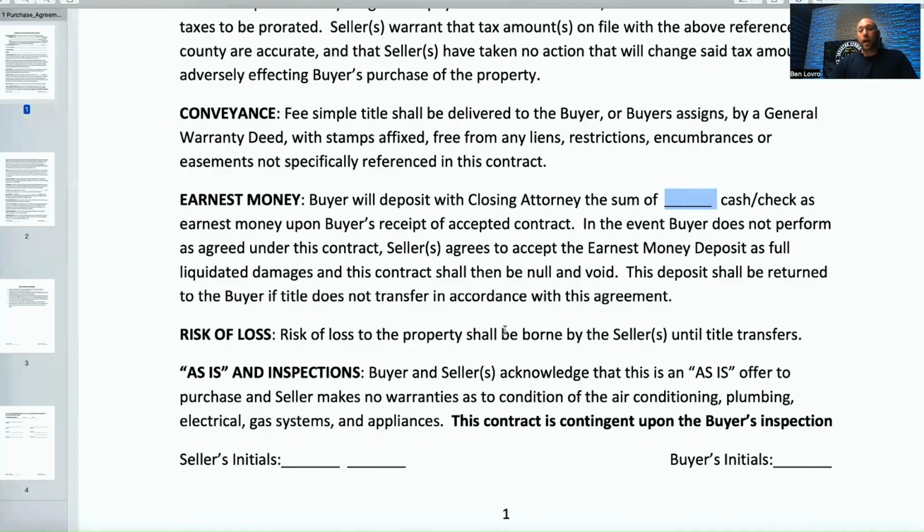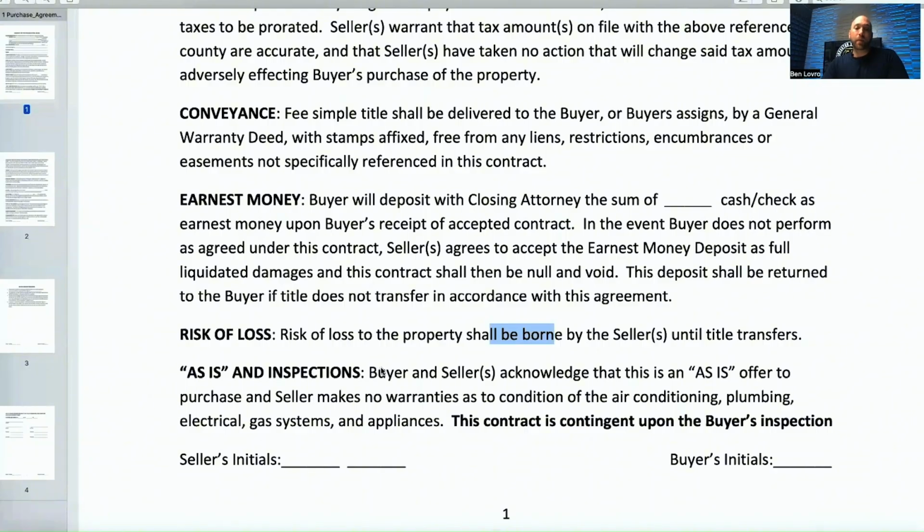Risk of loss: if anything was to happen to this property between the time that we contract and the time that we close, we do not own or take possession of the house in that time. Let's say that something horrible happened, the house burnt down. We don't have insurance on the property. We're not the current owner. That risk of loss would, of course, fall on the seller.